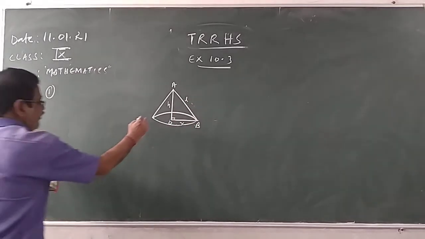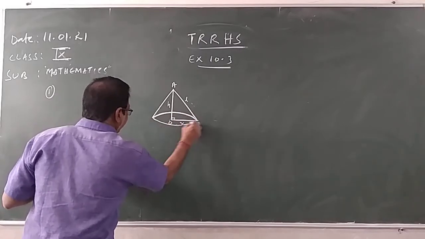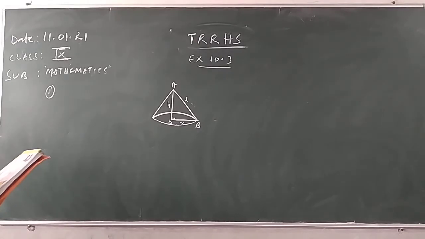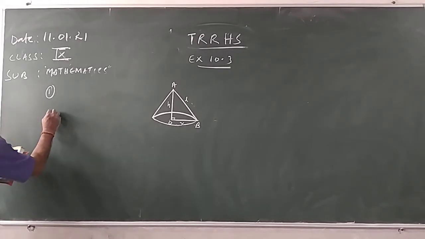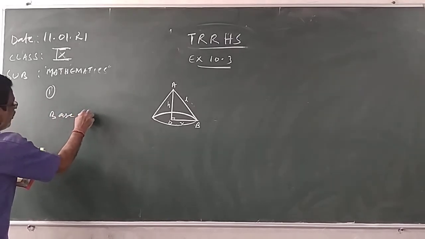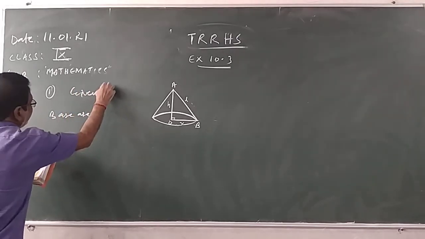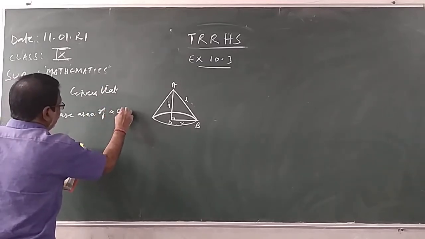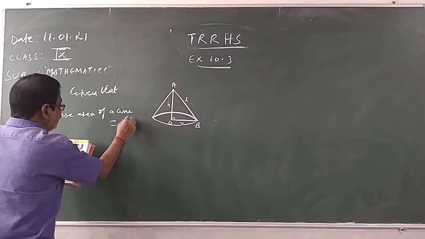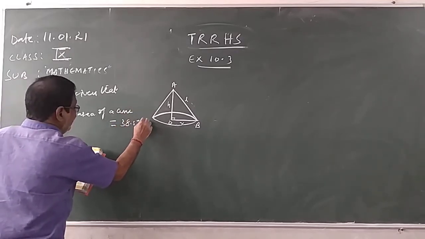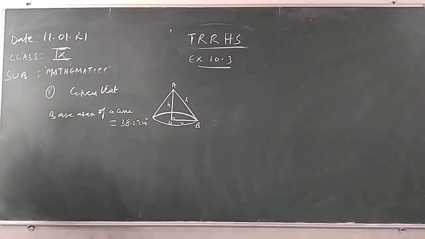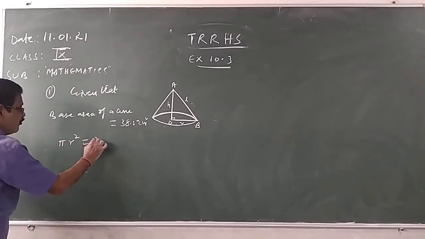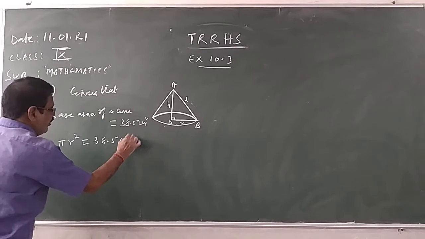The base area is given. What is the base of the cone? The base of the cone is a circle. So the base area of the cone is 38.5 square centimeters. The area of a circle is what? Pi r square. Pi r square is equal to 38.5 square centimeters.